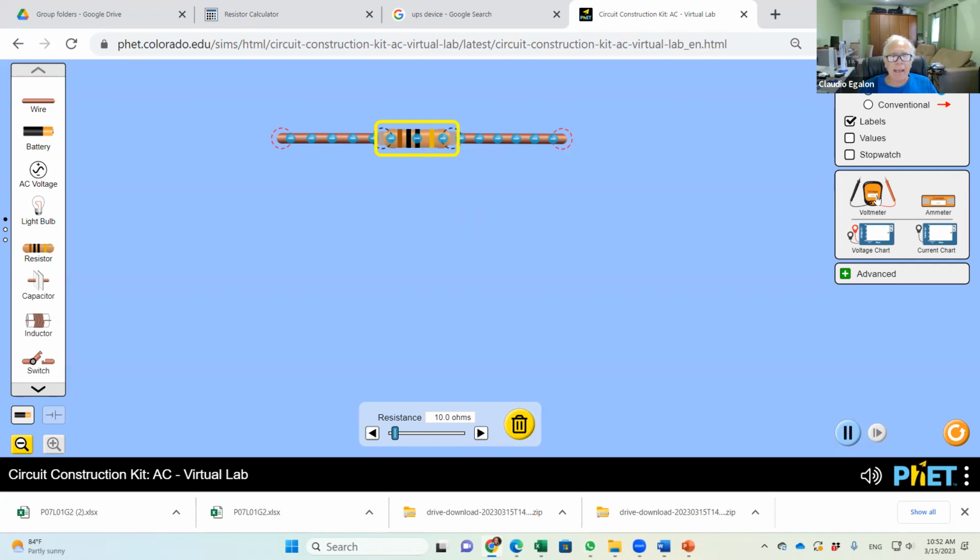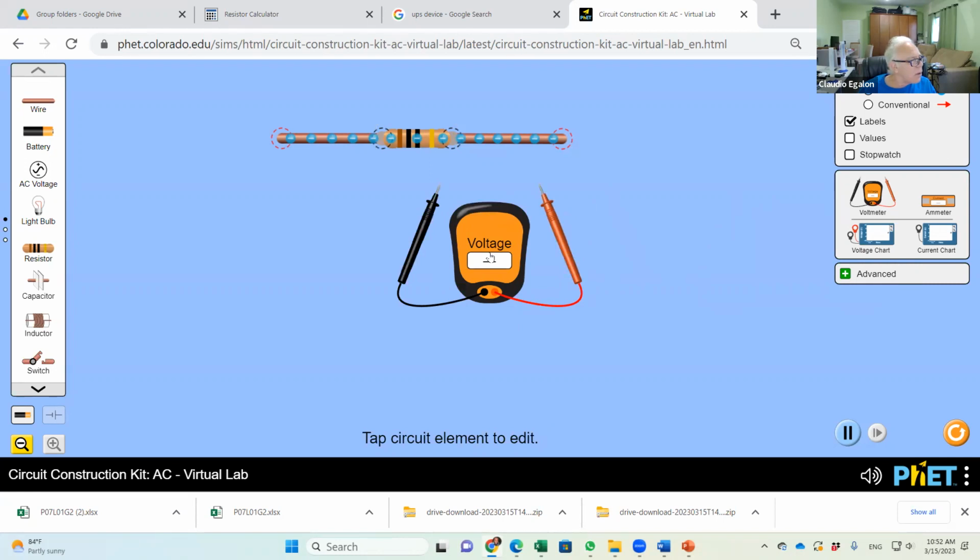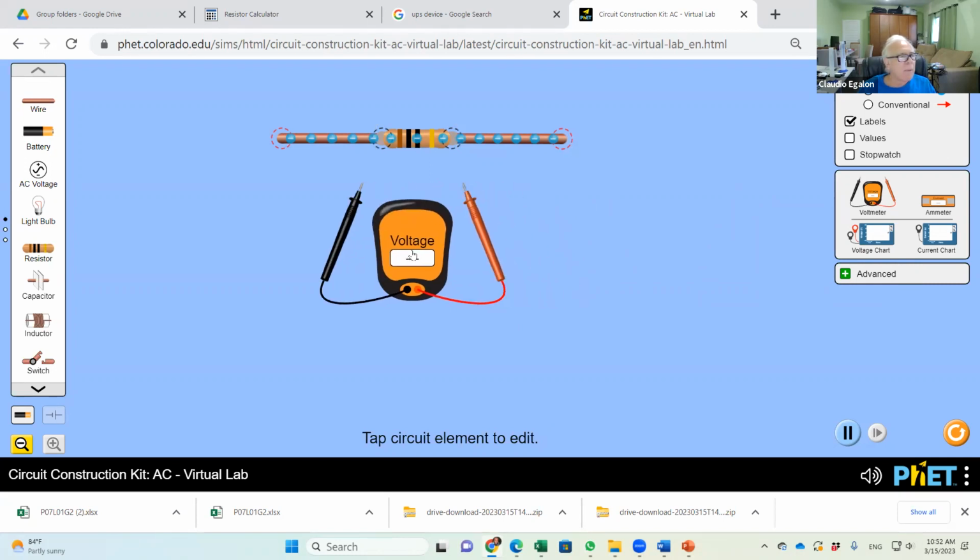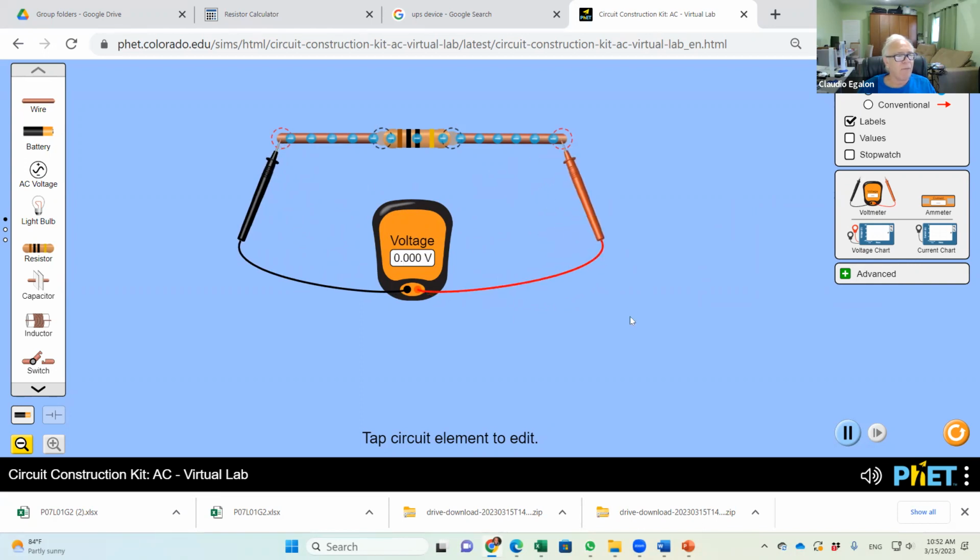And now they came up with the voltmeter here. They don't have an ammeter. I don't see an ammeter here, unfortunately. Yeah, but you can measure the voltage. Here you go. See, here's the probe, right? Of my voltage device, my voltmeter. Because there is no power applied to this resistor, the voltage is 0.